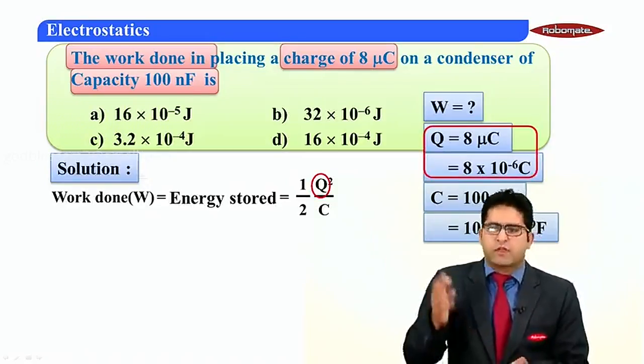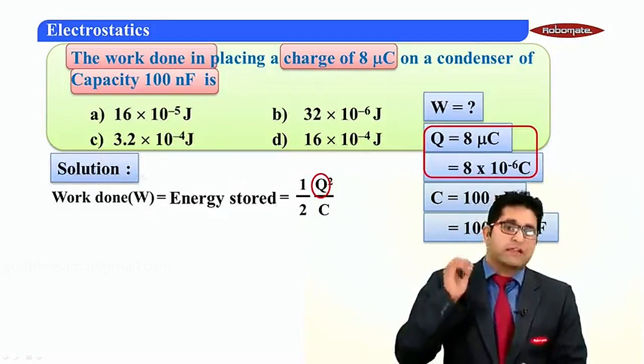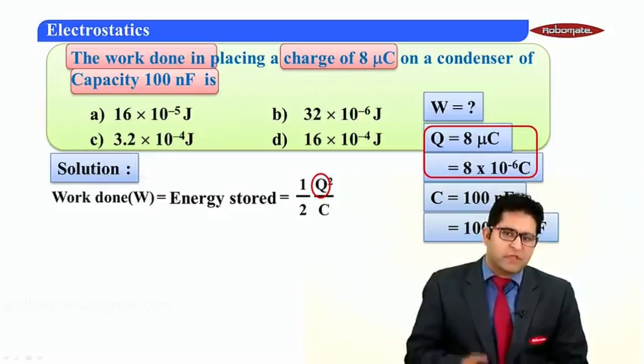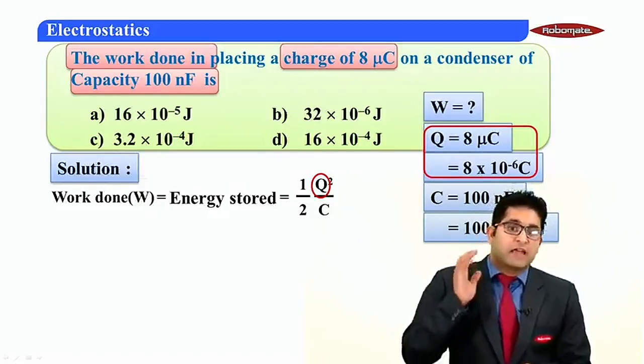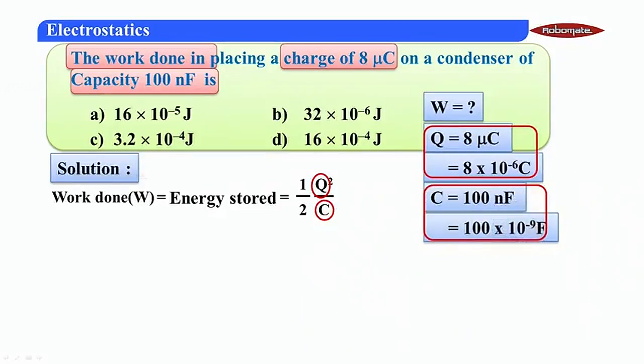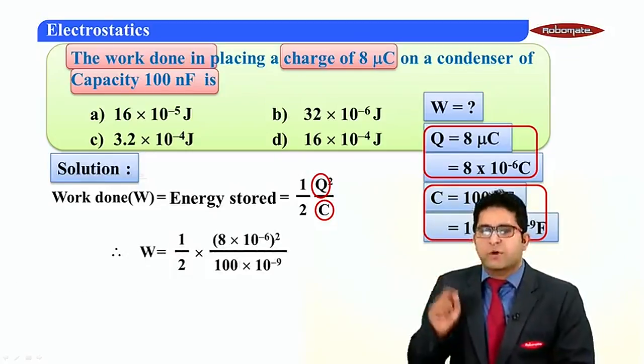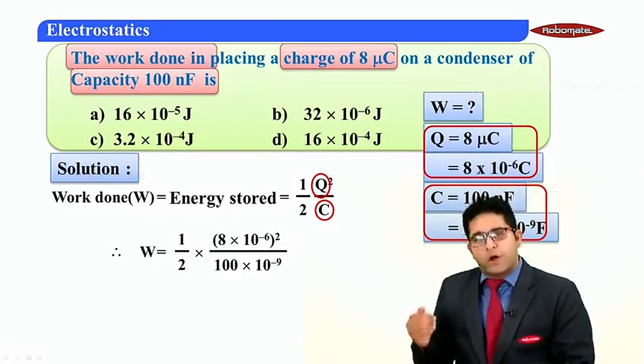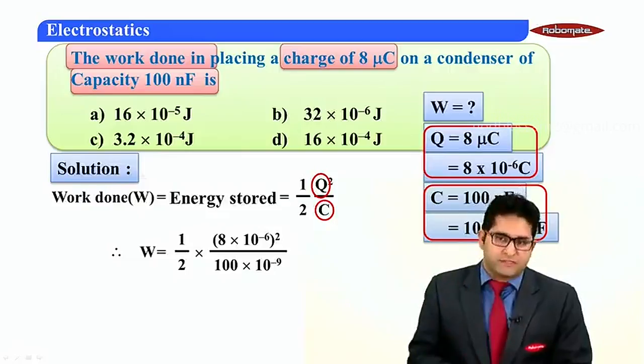Let us put the values. What is the value of Q? It is 8 into 10 raised to power minus 6. We also know the value of capital C, it is 100 into 10 raised to power minus 9 farad, right? So if I substitute these two values, what will I get? I'll get W is equal to half into (8 into 10 raised to power minus 6) the whole square upon 100 into 10 raised to power minus 9, right?